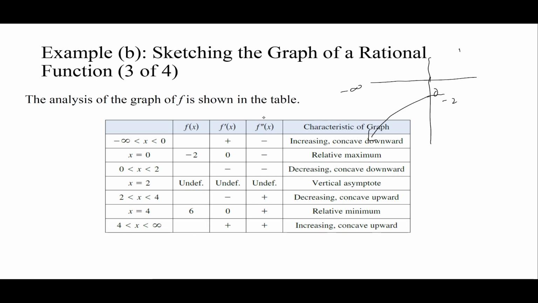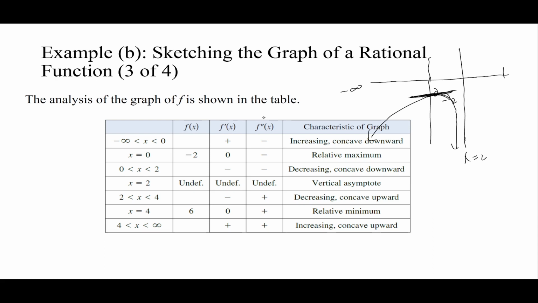At x equal to 2, there is a vertical asymptote. So the graph should come down and approach x equal to 2 like this. That's because of concavity: concave downward, increasing up to 0, and then there is a relative maximum at 0, and then it goes down. There is nothing more than that, and it should go down because it's a vertical asymptote. At x equal to 2, it's a vertical asymptote, undefined.